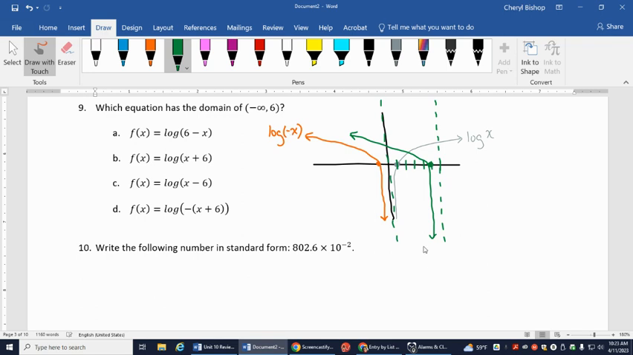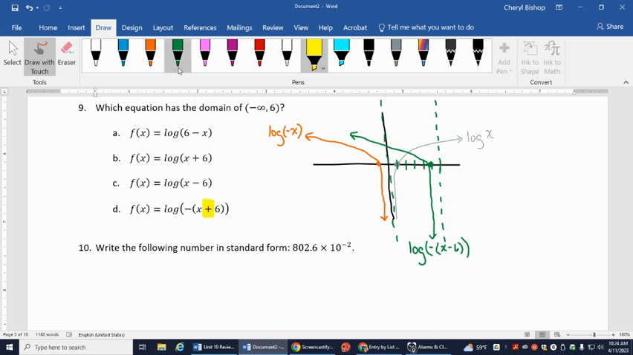So if I take this orange graph and I move it to the right 6 units, then that's going to be log of negative... What do I do to the x to move it to the right? To move to the right, I take away 6. Notice what I did. I didn't include that negative in that. So I have something similar to this, but notice it has the wrong sign here. I don't have anything that looks just like this but has the correct sign.